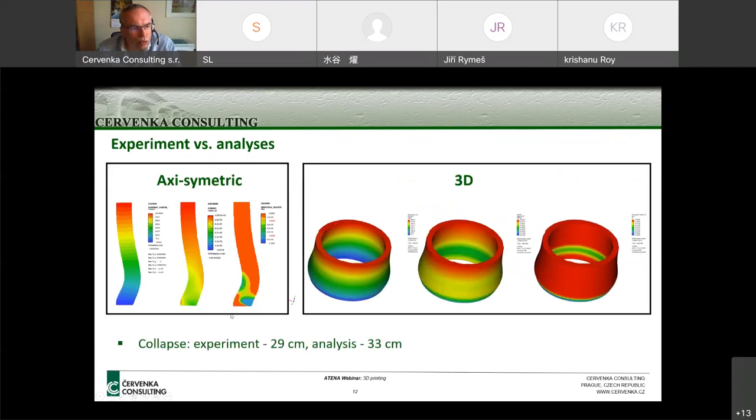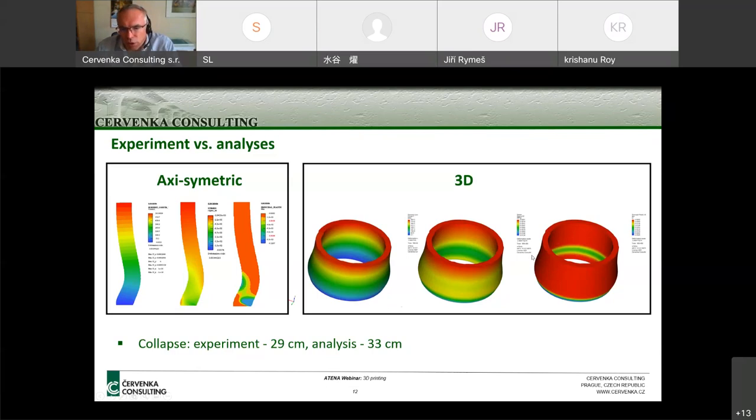So this is what you see, these are the deformed shapes from the axisymmetric analysis. As you see, the specimen starts to show this kind of curvature at the bottom. Of course, it is very sensitive to the boundary conditions at the bottom, whether we fix this bottom edge or whether we allow it to move.